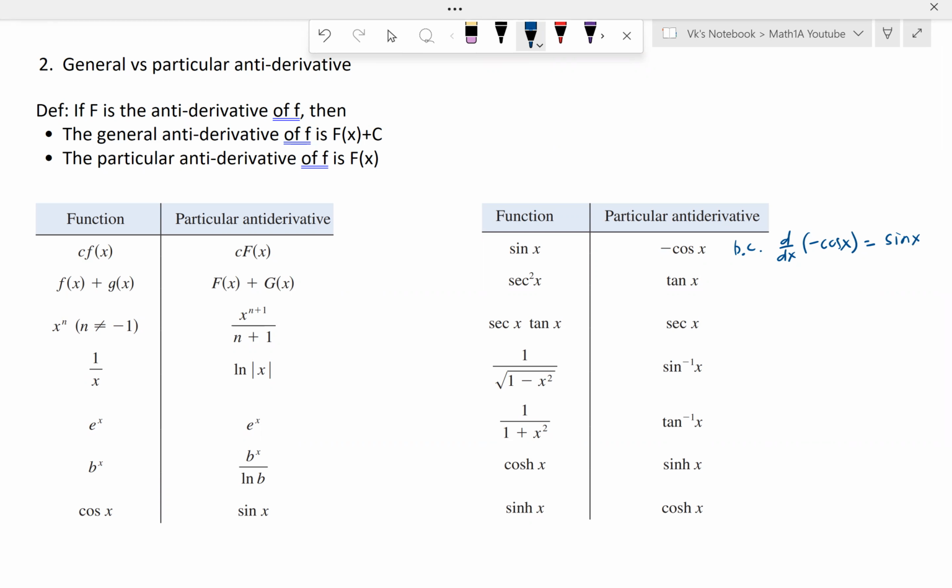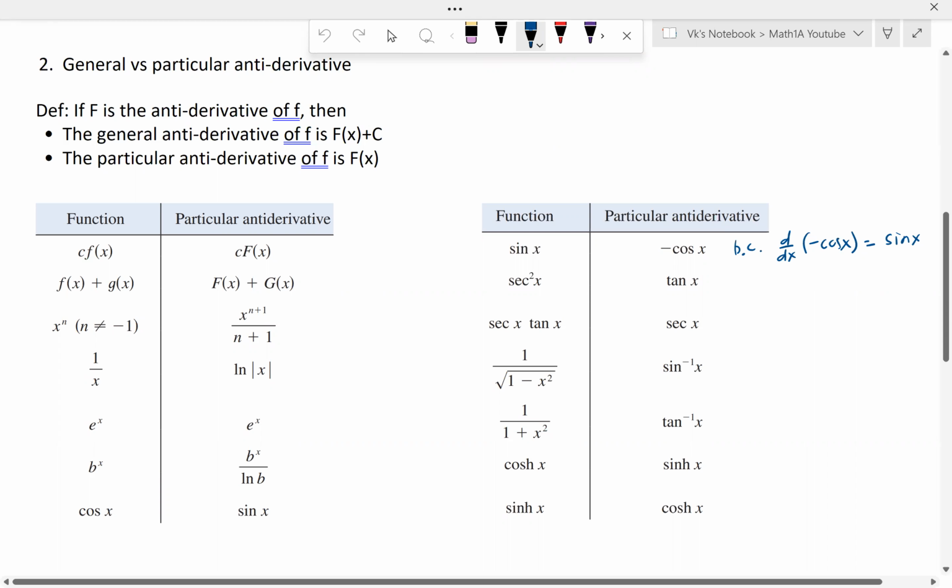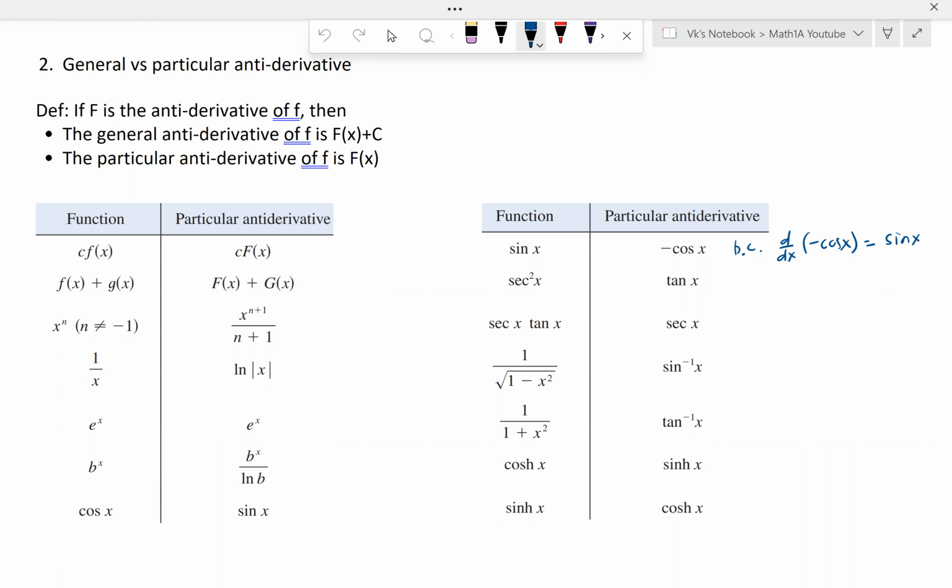Antiderivative of secant squared x is tangent x. Antiderivative of secant x tangent x is secant x. And antiderivative of 1 over root of 1 minus x squared is arcsine x. Antiderivative of 1 over 1 plus x squared is arctangent x. Antiderivative of hyperbolic cosine x is hyperbolic sine x. Antiderivative of hyperbolic sine x is hyperbolic cosine x. It's a pretty useful table. Very useful in the next course in calculus, called integration or integral calculus.